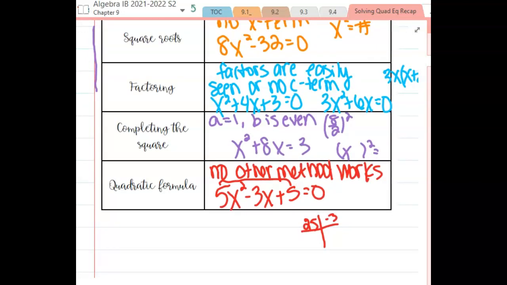Okay, once you get that copied down, let's go ahead and get that glued in.